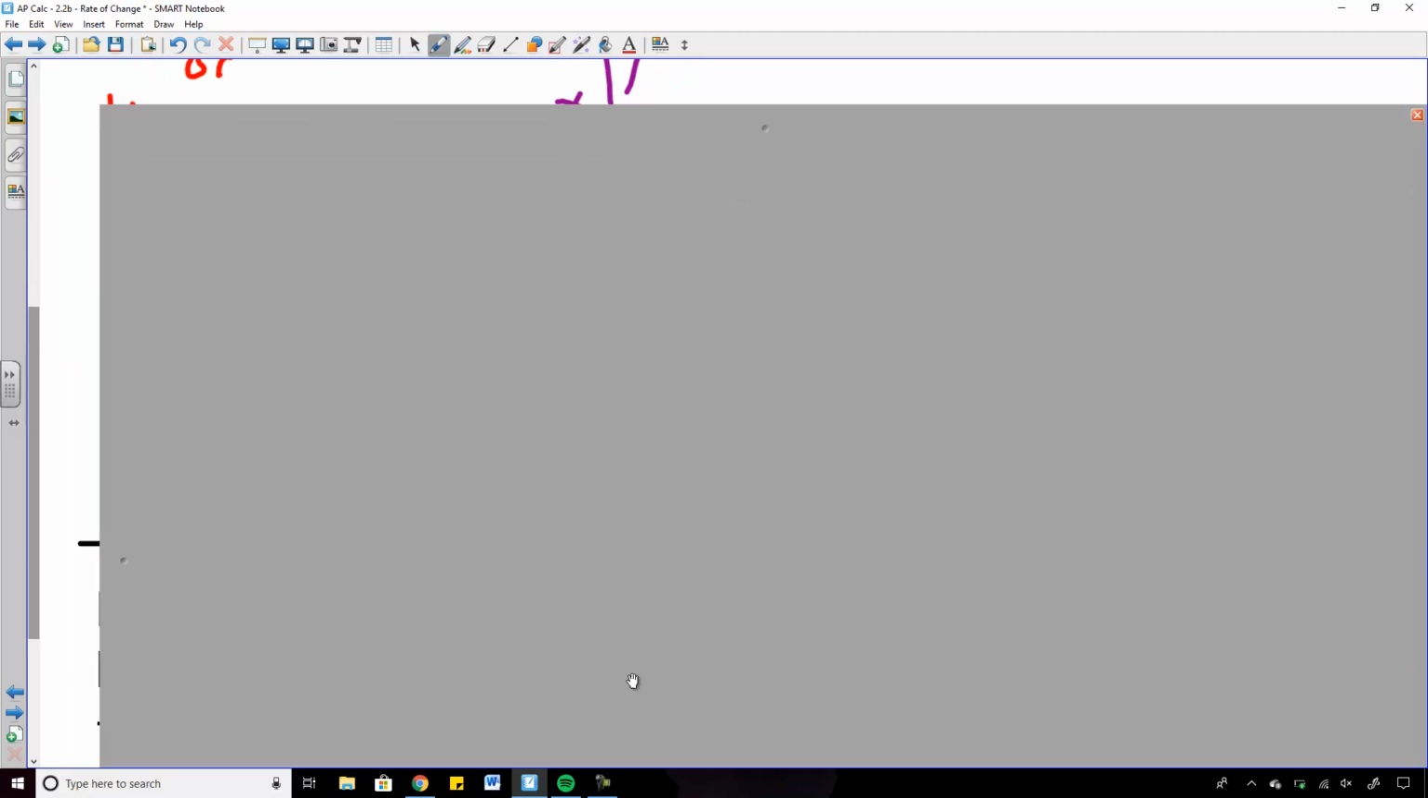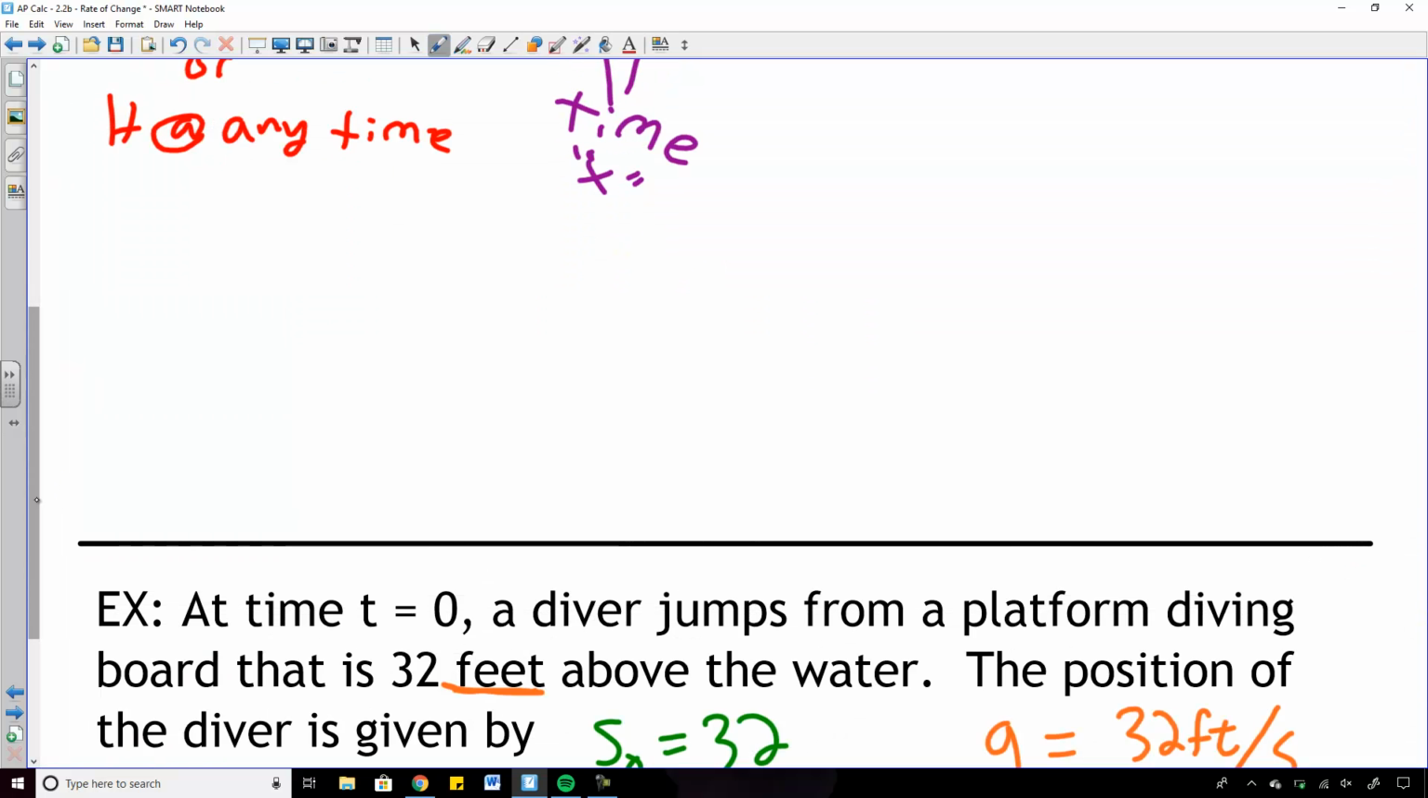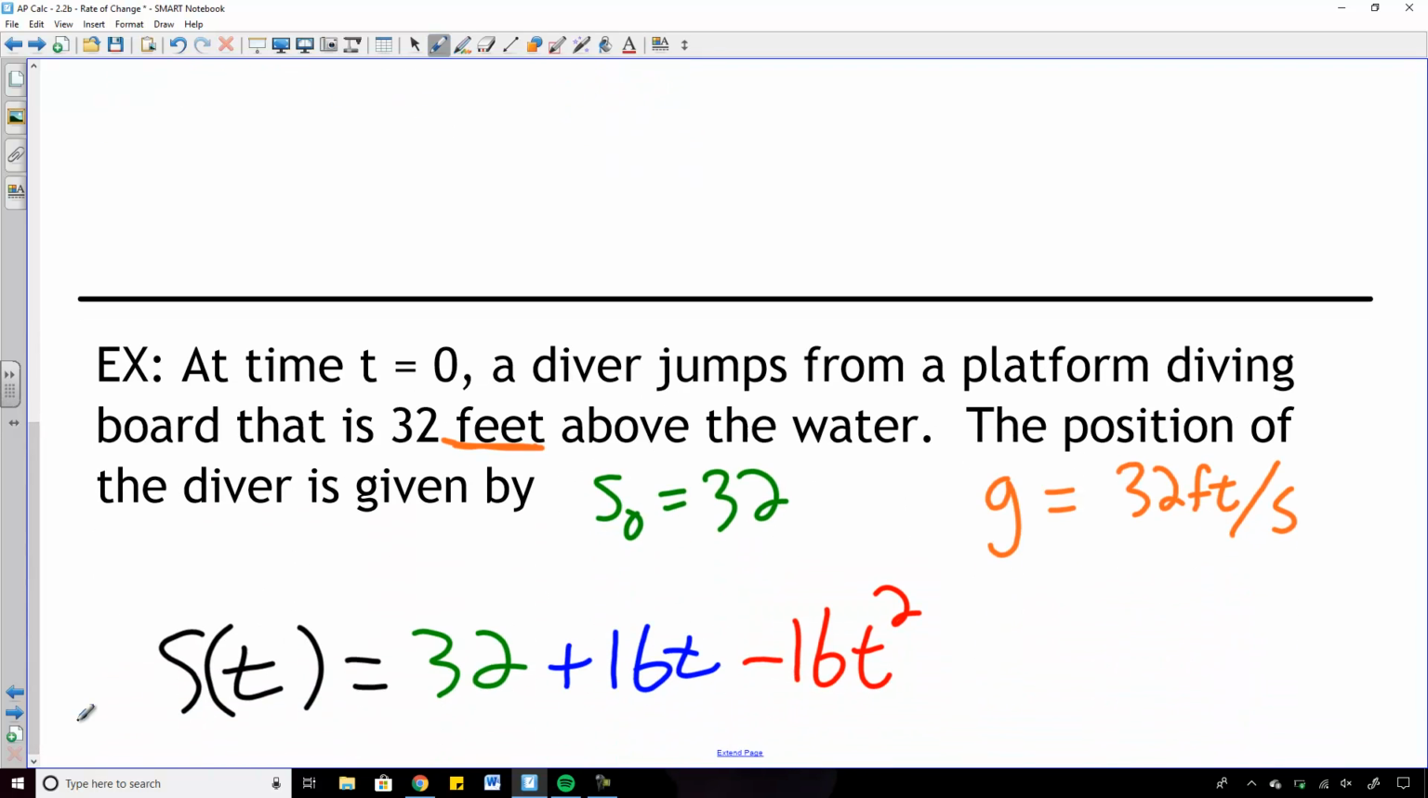So what do we do with this? Well, let's just see what we can do with it. Let's see if we have an example here. At time t, a diver jumps into the water from a platform on a board that is 32 feet above the water. The position of the diver is given by this. So here's gravity, because gravity is 32 feet a second squared, but we take a negative half of that. So you can remember it's negative 16 for a lot of these problems, just so you know. Coincidentally, this is positive 16.